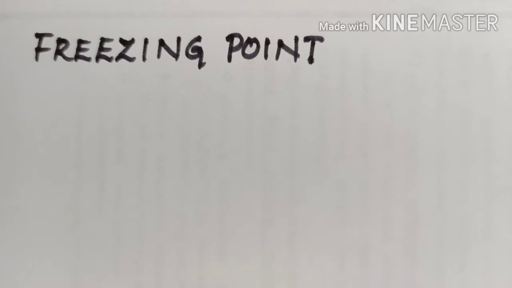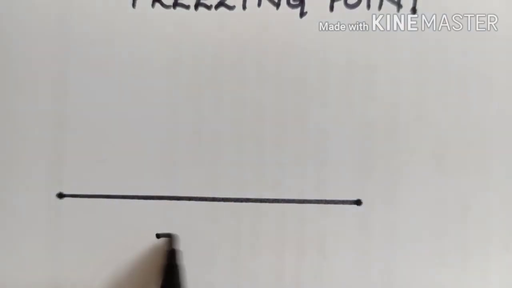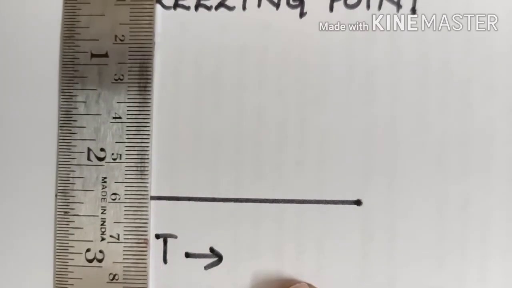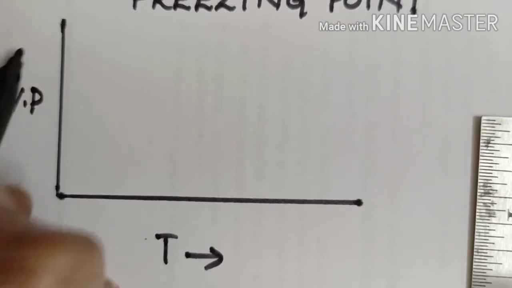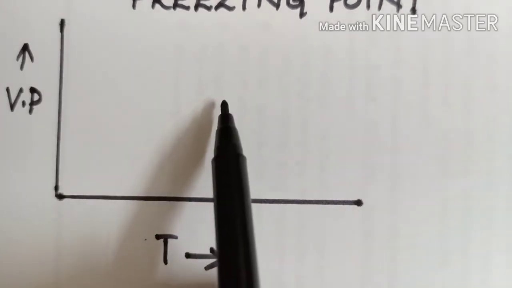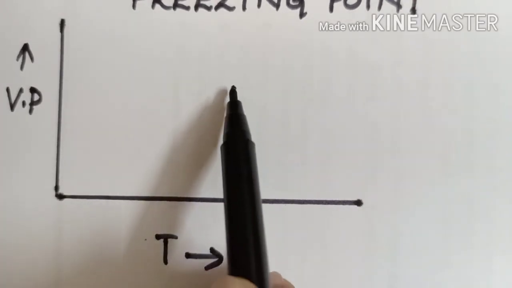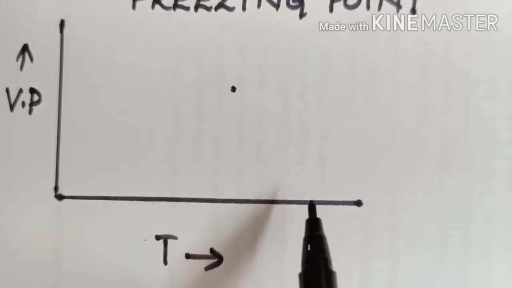We are taking the liquid and starting to cool it down and noting down the vapor pressure, for which we need to draw the vapor pressure temperature graph. I am drawing temperature on the x-axis and vapor pressure on the y-axis. Here we begin with a liquid. So suppose this is the point of vapor pressure of the pure liquid. I have taken water for example.